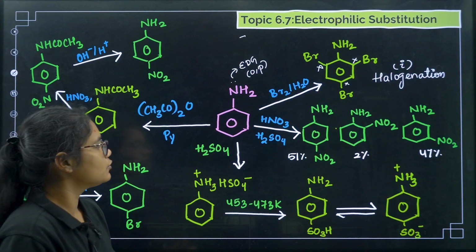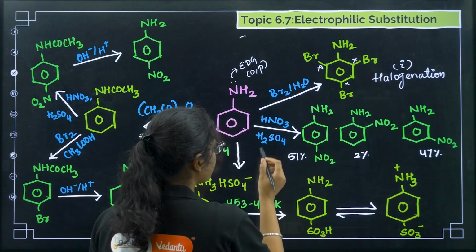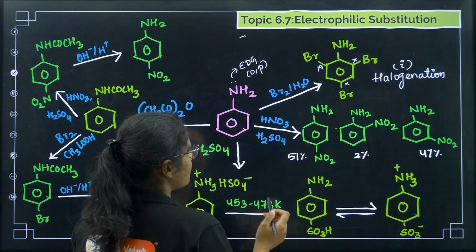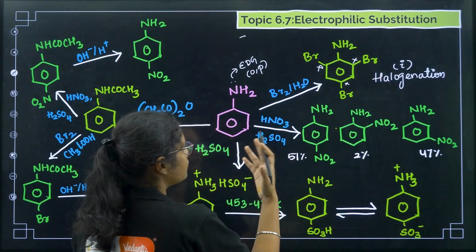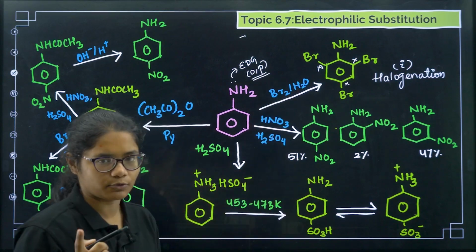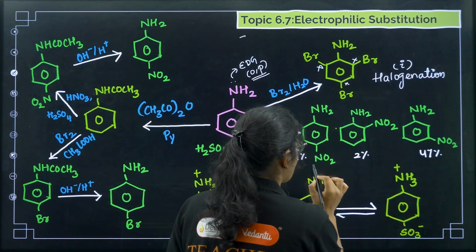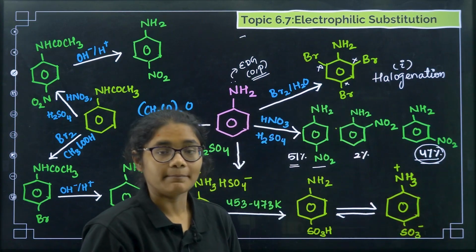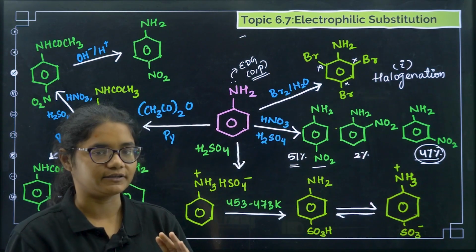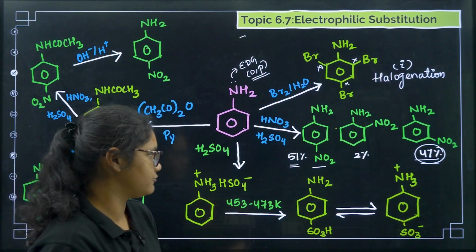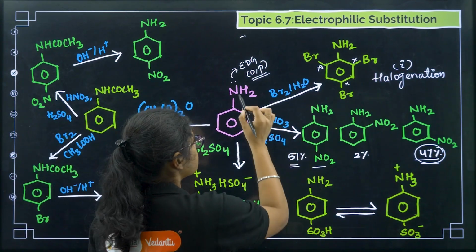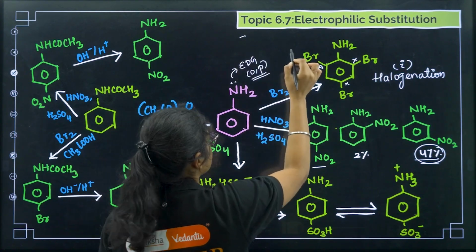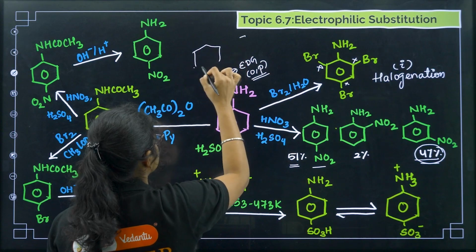Now coming to nitration, with concentrated HNO3 and H2SO4. Here we get a mixture of products. You might be thinking that we will get ortho and para product, right? What happens is we get para product 51%, but the meta product is formed 47%. Now what is the reason for that? Please understand carefully. This is an acidic medium, right? So this lone pair of nitrogen takes this H and becomes NH3 plus. It becomes like this.